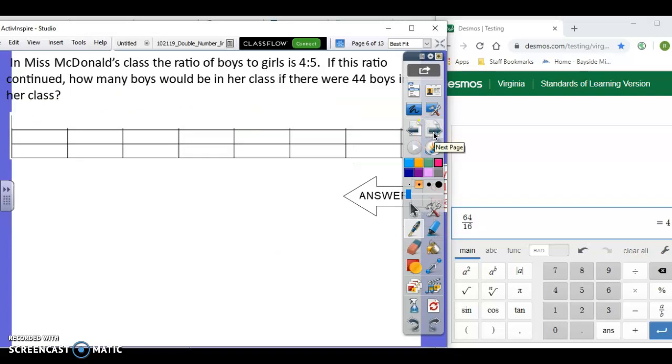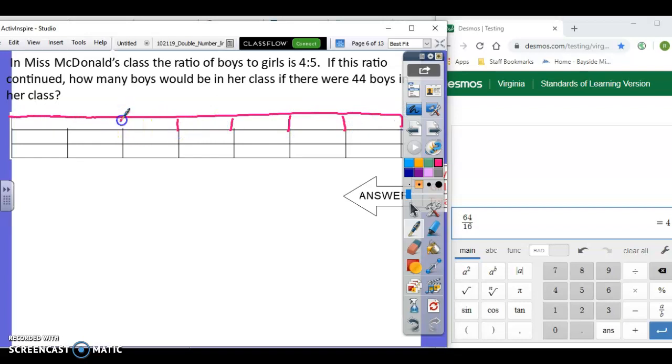All right, number 4. Go ahead and press pause and solve it yourself. When you're done, press play. All right, in Miss McDonald's class, the ratio of boys to girls is 4 to 5. If this ratio continued, how many boys would be in her class if there were 54 students? So where it says 54 students, we know we're going to need a box for a total amount of students.